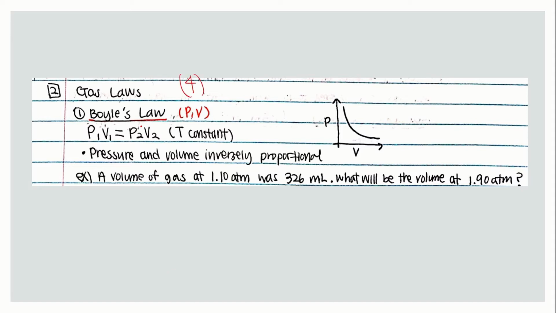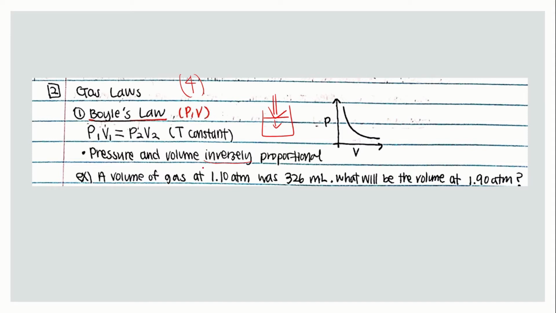First is the Boyle's law, which deals with pressure and volume, and P1 V1 equals P2 V2 when temperature is constant. Pressure and volume is inversely proportional, so if the pressure is large, the volume will be small. And you can think of it as if you exert the pressure, the volume will decrease. And you have a practice question here.